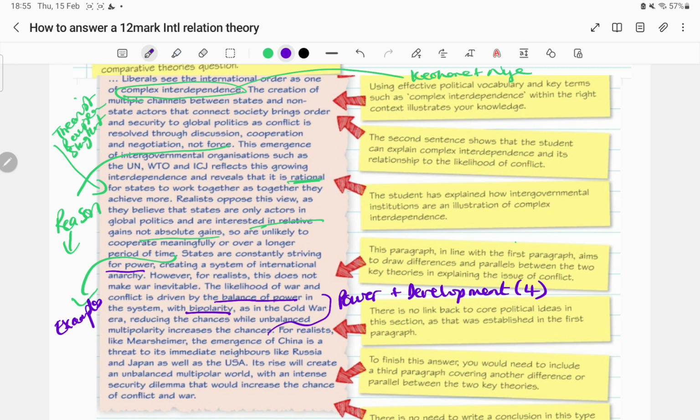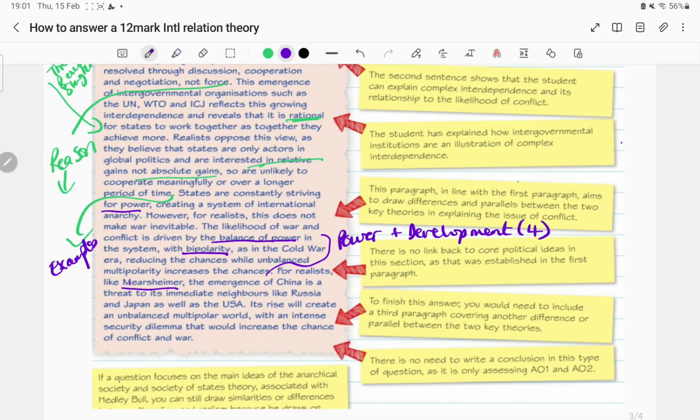For realists like Mearsheimer, key thinker, the emergence of China is a threat to its immediate neighbors like Russia and Japan, as well as the USA. Its rise will create an unbalanced multipolar world with an intense security dilemma that would increase the chance of conflict and war. Now, as stated, you're going to need to have 3 different points. So I'd like you to think about what your third point might be.